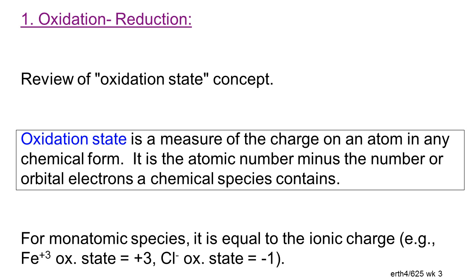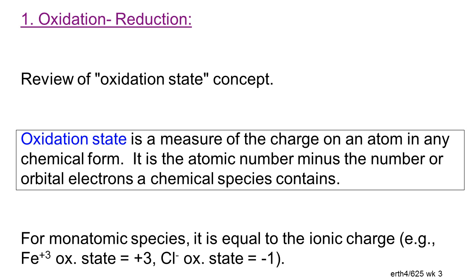The first concept I want to remind you about, which you learned in one or another prior chemistry class, is oxidation state. Oxidation state is basically bookkeeping for electron transfer. It is a measure of the charge on an atom in any chemical form. It is the atomic number minus the number of orbital electrons a chemical species contains.